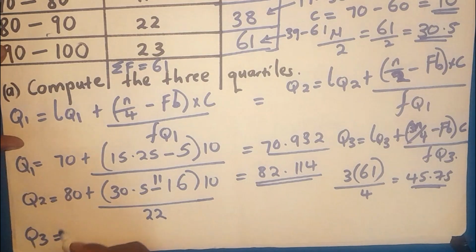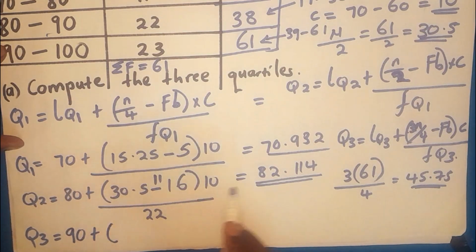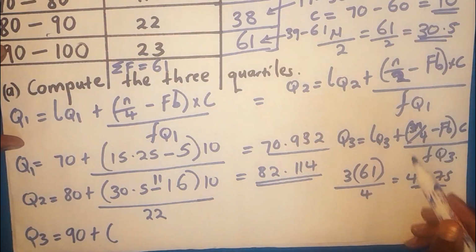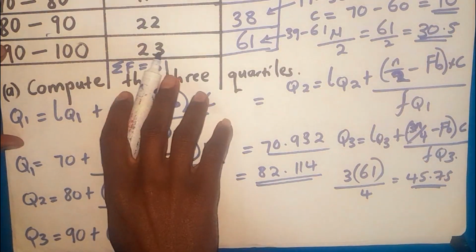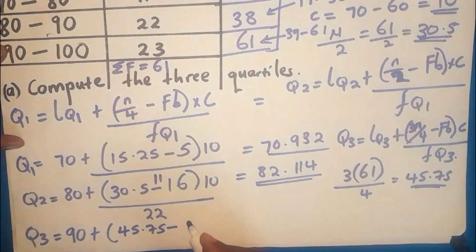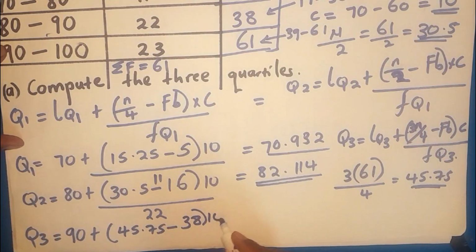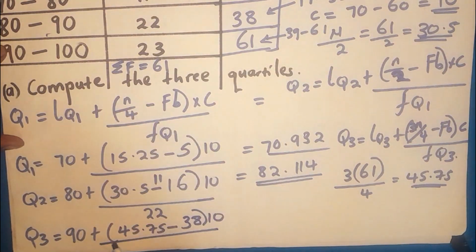So our lower class boundary here is 90, plus the answer which we have after 3n over 4. This one is the answer we have already worked out, that's 45.75, minus fb, the cumulative frequency before the third quartile class, that's 38, multiplied by 10, the class width, over the frequency which we are having, which is 23.